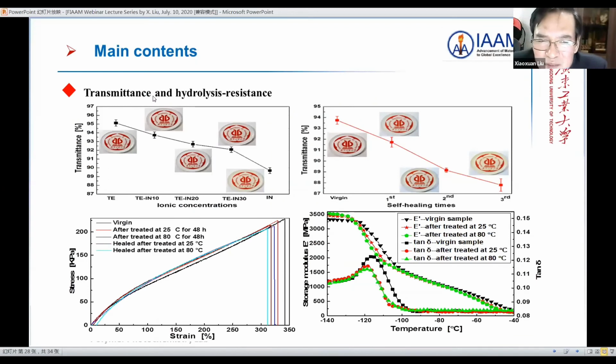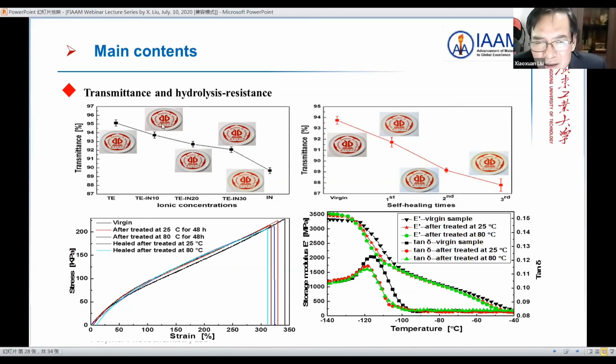This is the transparent and hydrolysis-resistant property. We have good transparencies, from 99% to 95%. So the different samples are slightly decreased, but only a little. So they have good appearances.